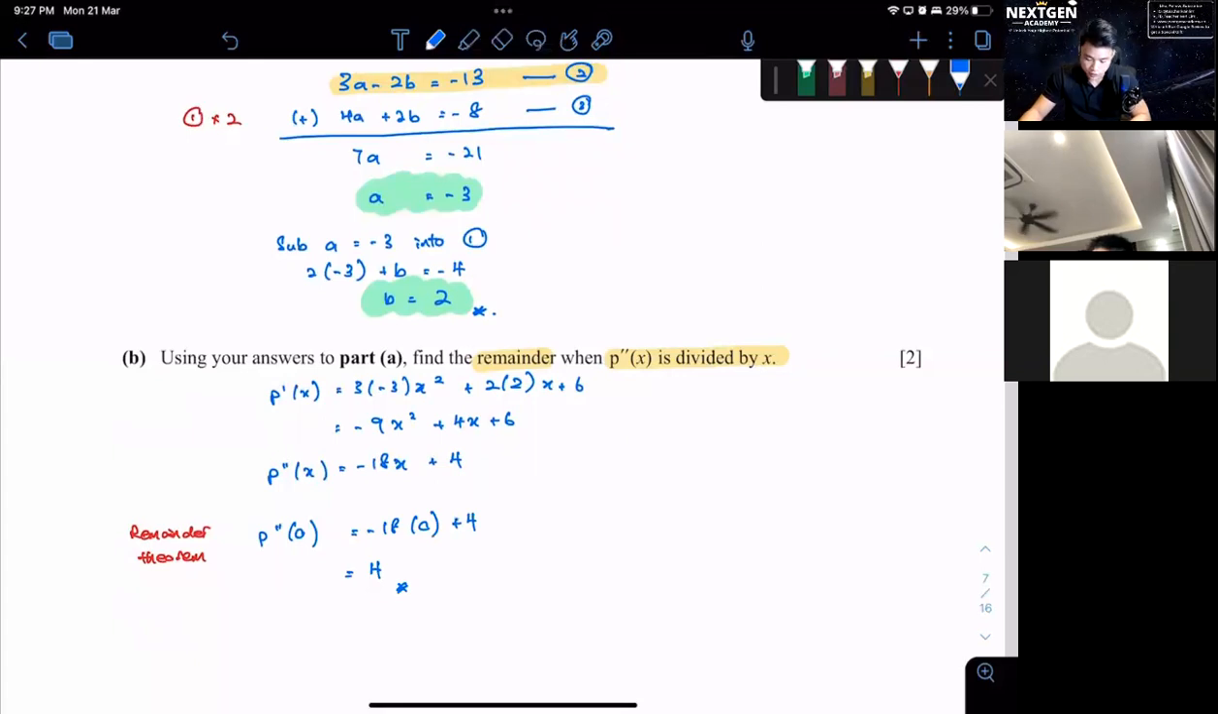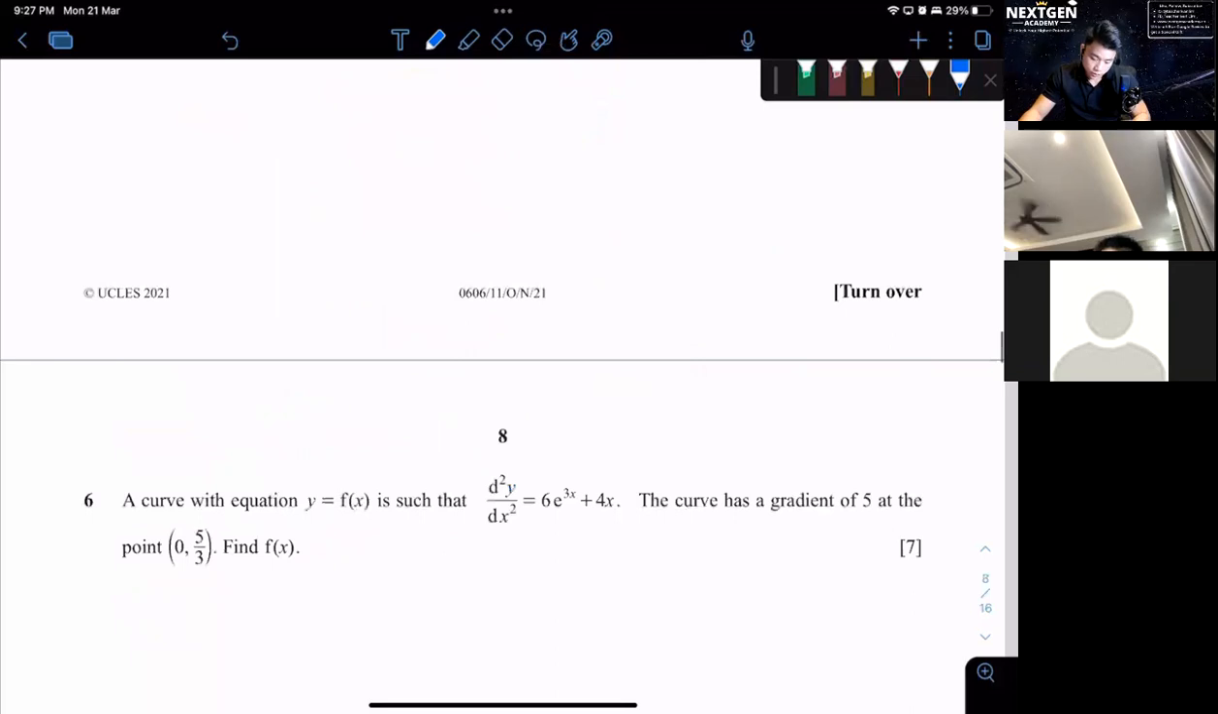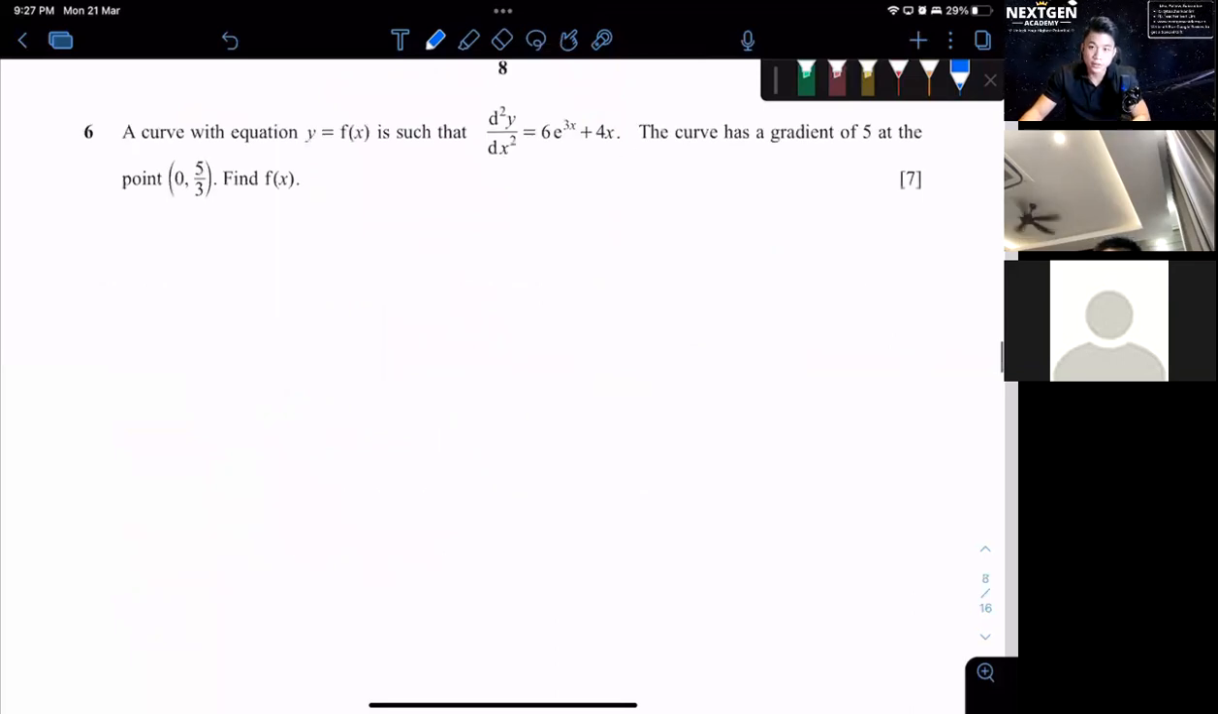Okay, let's go. Next one. Okay, questions. That one okay? Everyone understand? When they say the remainder is x, don't forget that x is actually just x plus 0. Okay, number 6. A curve with equation y equals f of x is such that d squared y over dx squared equals 6e to the power of 3x plus 4x. The curve has a gradient of 5 at the point 0, 5 over 3. Find f of x. So we start from d squared y over dx squared.